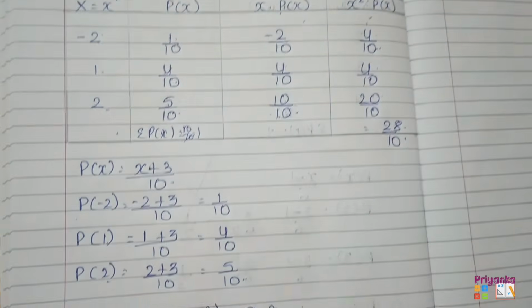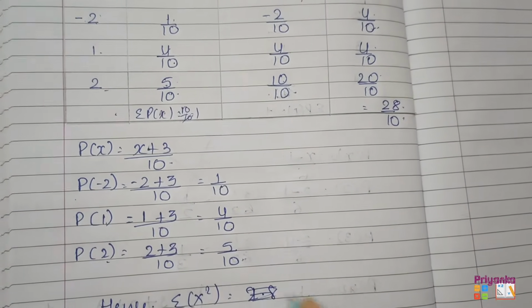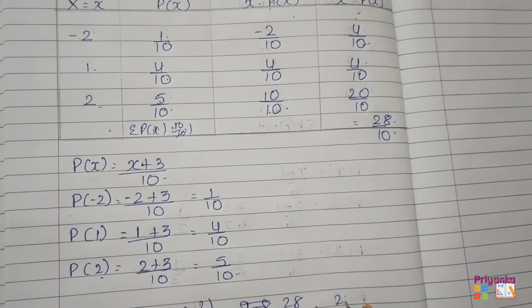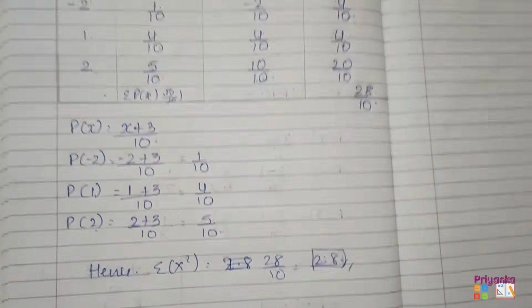If you divide, you will get, okay, well I'll do this. 28 divided by 10, if you divide it, you will get 2.8. And that's the answer.